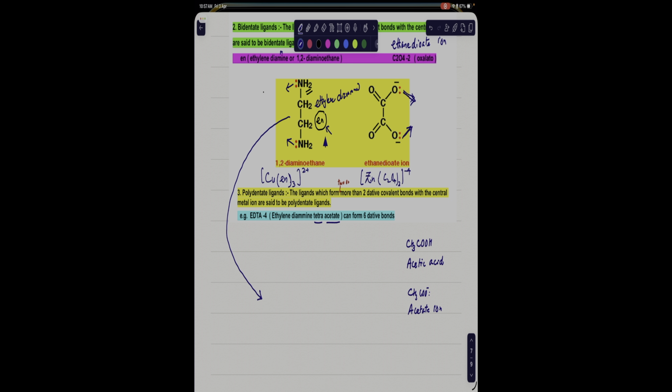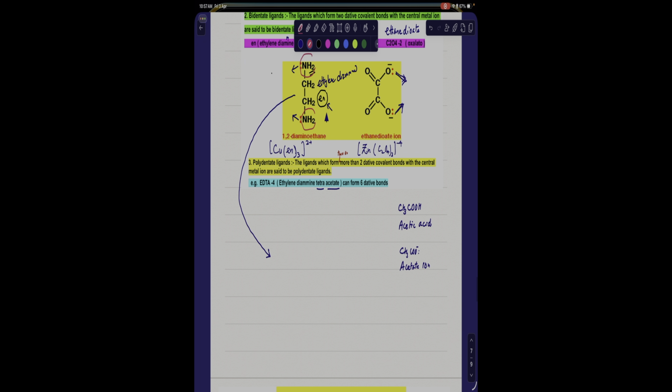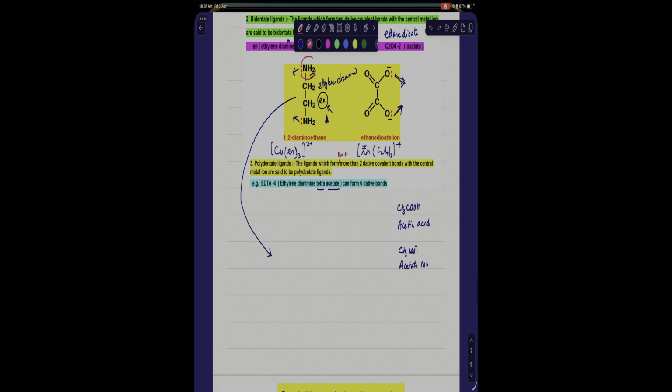Now you can see the name of this one. It means there are 4 hydrogens on the 2 nitrogen atoms. You can see 2 on this side and 2 on this side. If you replace all these 4 hydrogens with acetate ions, then the ion will be called tetraacetate. So now let me draw the structure for you, because in some exams they ask you to draw the structure of EDTA.